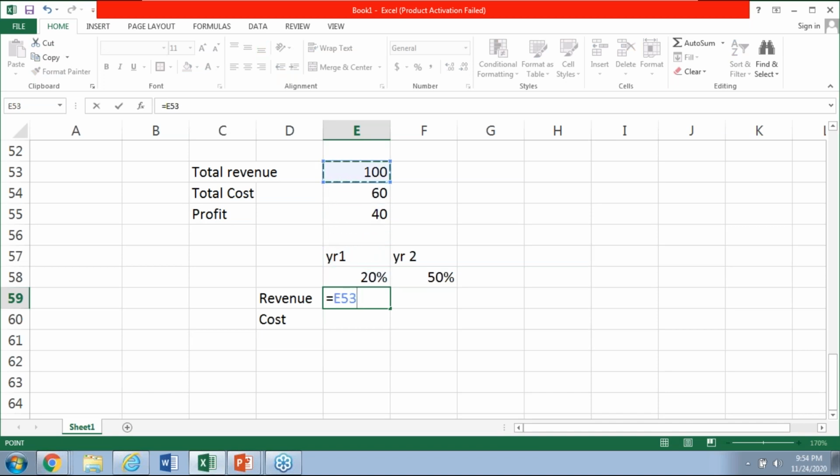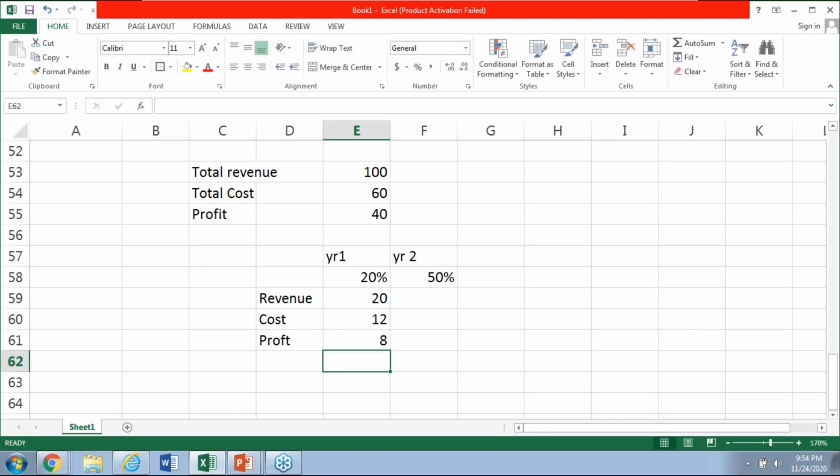20% of the revenue. We can recognize the cost at 20%. And finally, we get the profit by taking the difference between these two values. So if my contract is 20% completed, it means that we can recognize the revenue of 20, cost of 12, which is 20% of the total cost, and 20% of the profit. Is that clear to all of you?